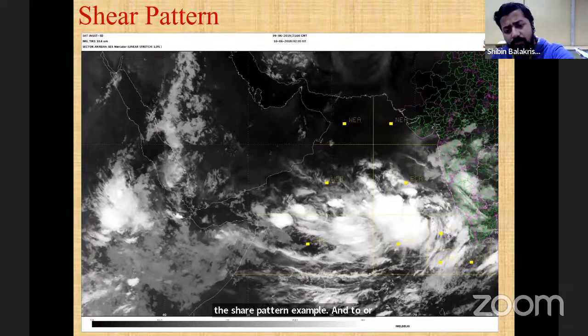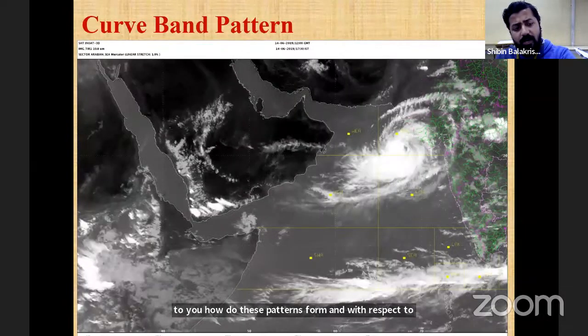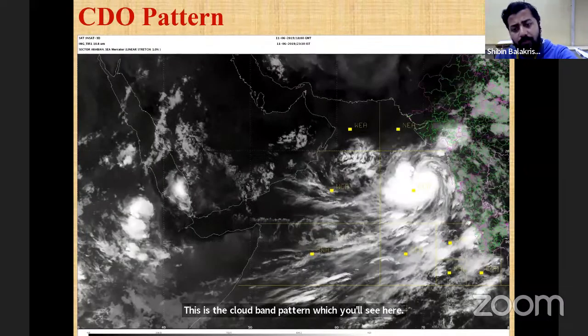To keep it in a simpler way, all the patterns which I've discussed, the shear pattern, the eye pattern, the CDO pattern, are formed at particular stages of a cyclone. The shear pattern is followed by the curved band pattern. I'll take you through these images and then explain how these patterns form and what they indicate about the intensity of the system. This is the curved band pattern which you see here, followed by the central dense overcast and the eye pattern.